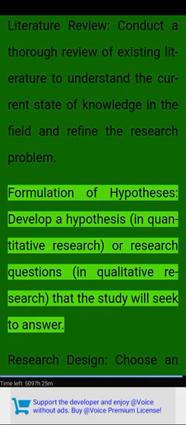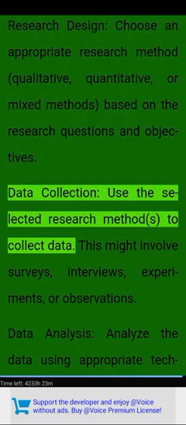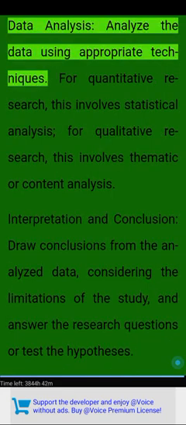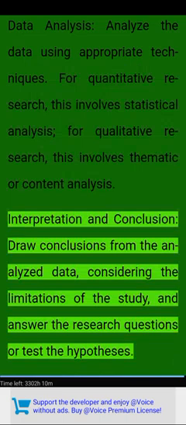Develop a hypothesis in quantitative research or research questions in qualitative research that the study will seek to answer. Research design. Choose an appropriate research method, qualitative, quantitative, or mixed methods based on the research questions and objectives. Data collection. Use the selected research methods to collect data. This might involve surveys, interviews, experiments, or observations. Data analysis. Analyze the data using appropriate techniques. For quantitative research, this involves statistical analysis. For qualitative research, this involves thematic or content analysis.